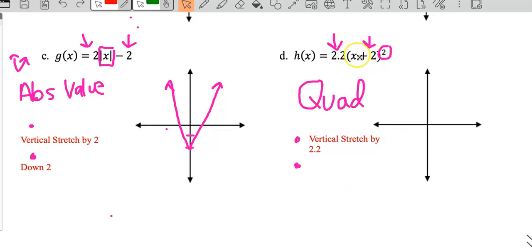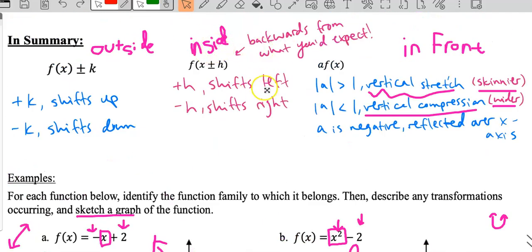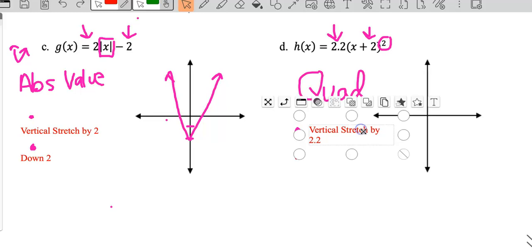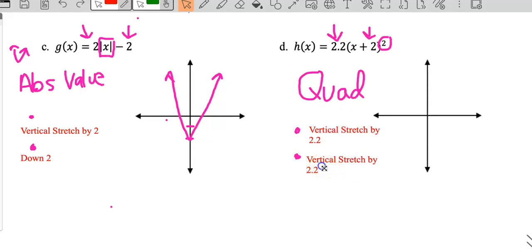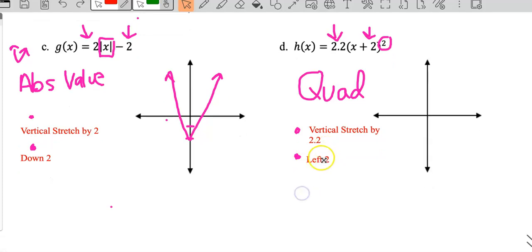Now, I've got parentheses, and this plus 2 is on the inside of the function. So again, if I scroll up, inside the function is left or right. It's the opposite of what you would expect. It was a +2, so it's actually going to go to the left 2. So that is my next left 2. Okay, so again, you think +2 is to the right. Hey, it's actually to the left if it's inside the function.